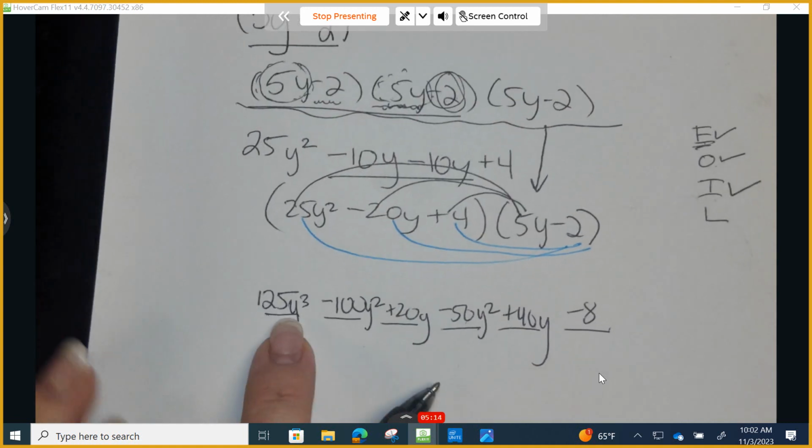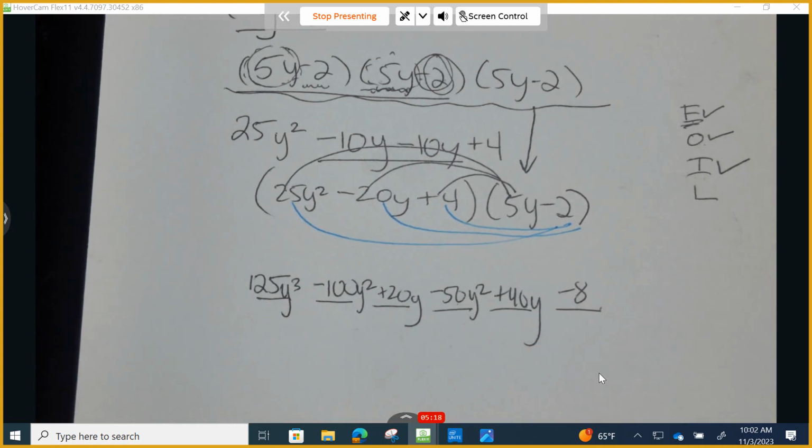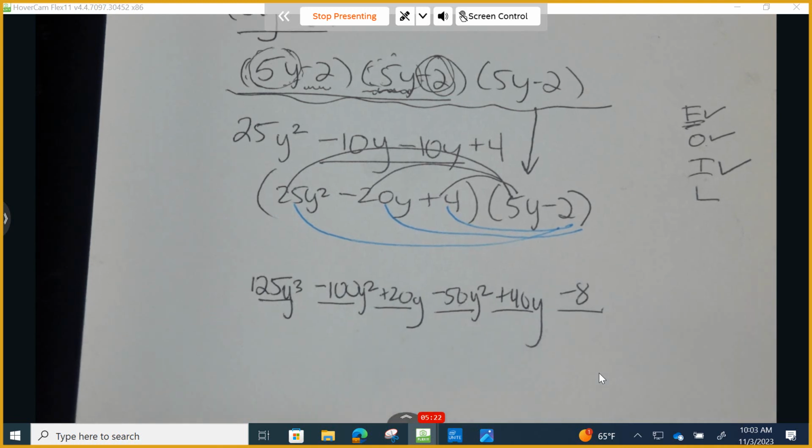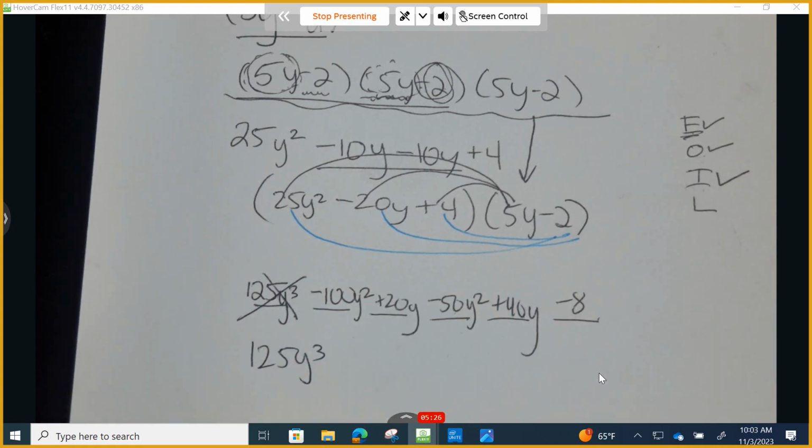So I start with the very first term, and I look. In the other remaining 5 terms, is there any term that has y cubed? Y cubed? Nope. Y cubed? Y cubed? Nope, nothing. So I bring down 125y cubed, and I cross it out. There's nothing that can be combined with.